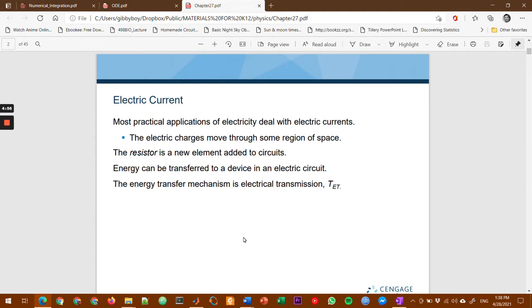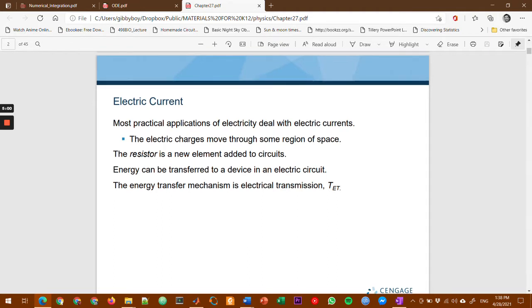Their motion is random and very fast, on the order of 10 to the 6. However, overall, there is no net motion of charges in a single direction. Hence, no current. It's like if you have this cross section of your wire, your electrons move in random directions, right?